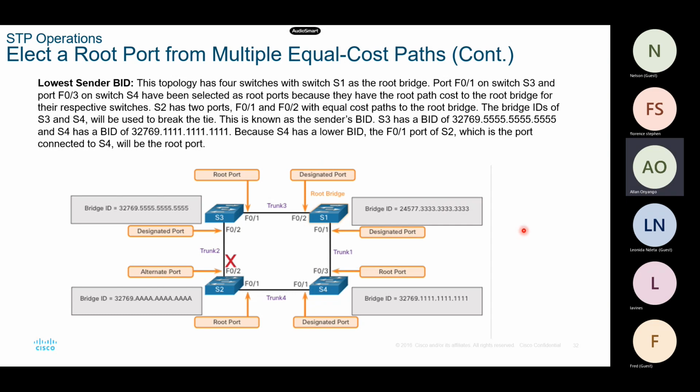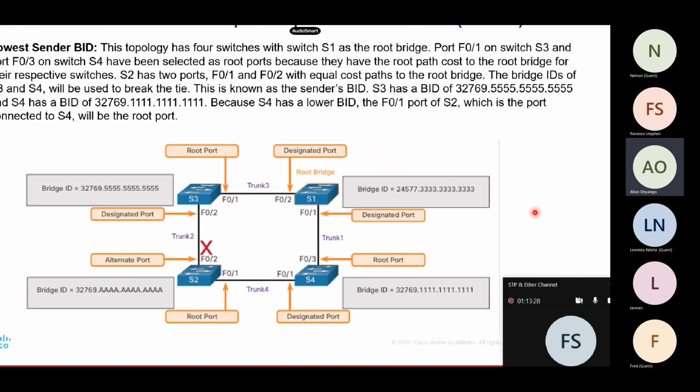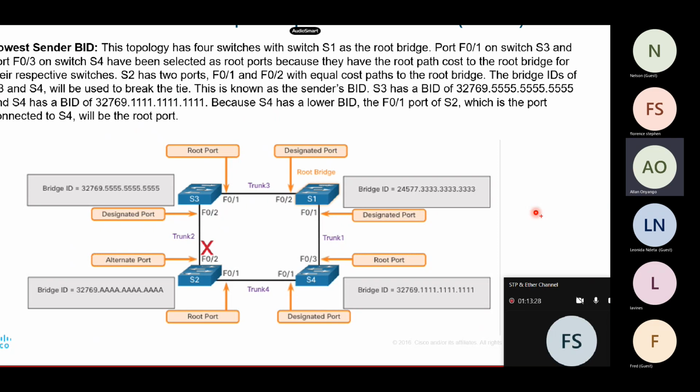Very interesting topology. We want to go through it and see what's going to happen. How can we sort out this issue here? The first thing we look at is, among the 4 switches, which switch has the lowest bridge ID?